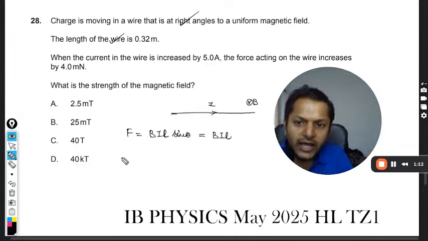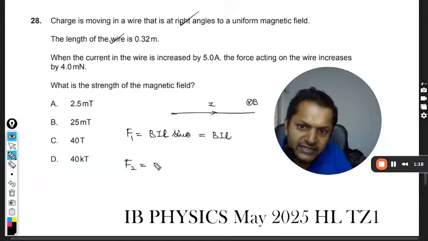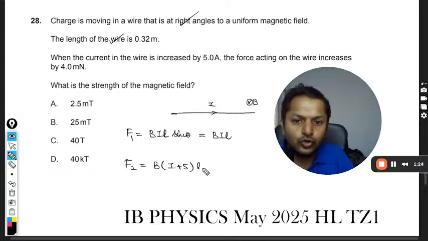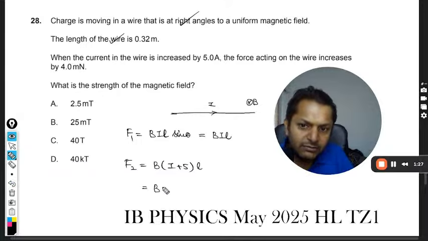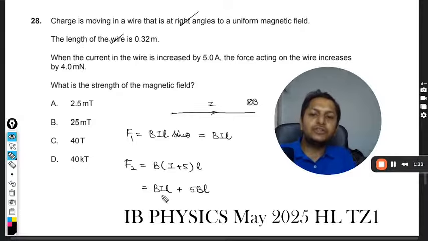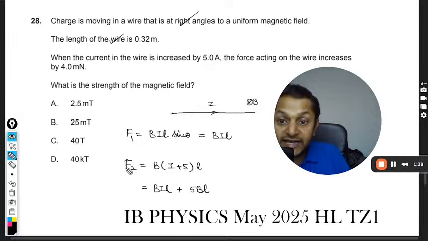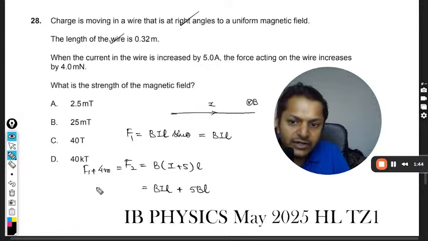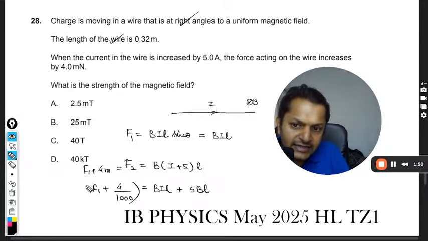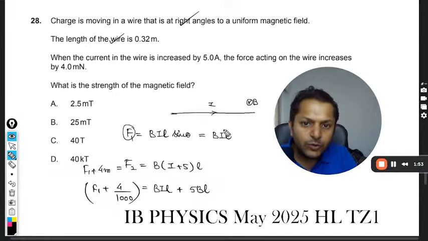Now I'm calling it F1 because this is the first case. In F2, the second case, the magnetic field remains the same, current increases by 5 and length also remains the same. So L and B can be multiplied. It will become BIL plus 5 times B into L. So this is the new force that is acting on the wire, and it is given that this force is equal to F1 plus 4 milli, which can be written as F1 plus 4 divided by 1000. Now F1 is equal to BIL.